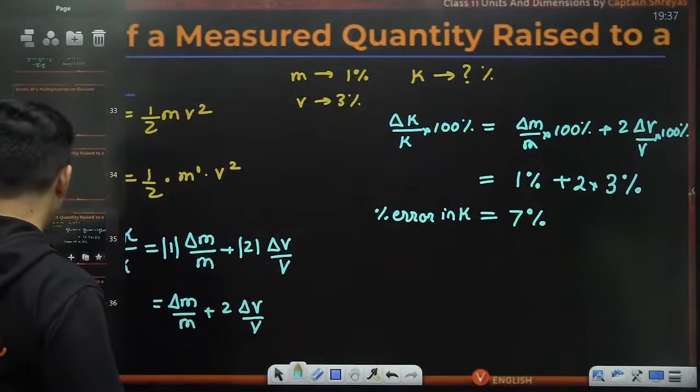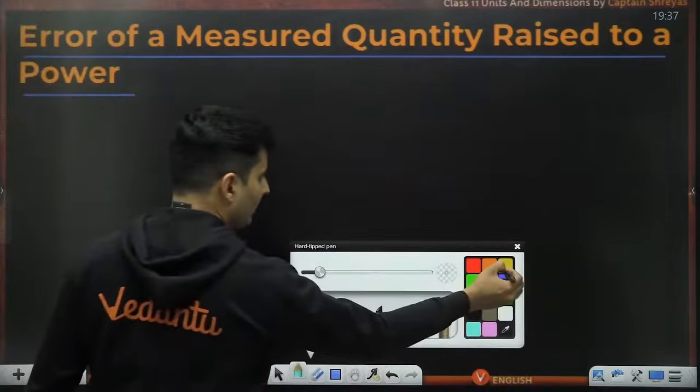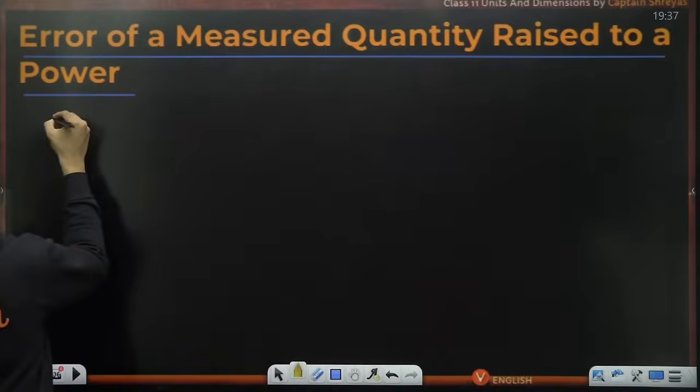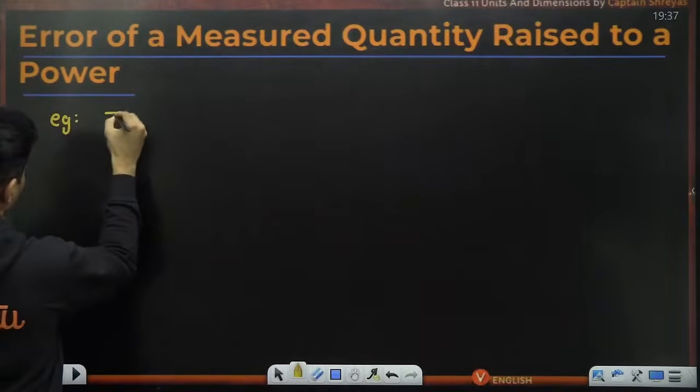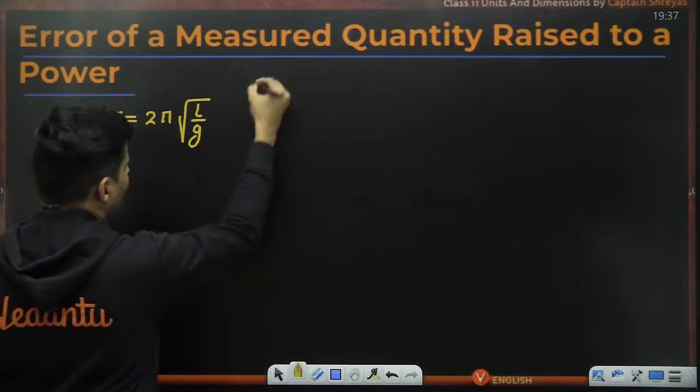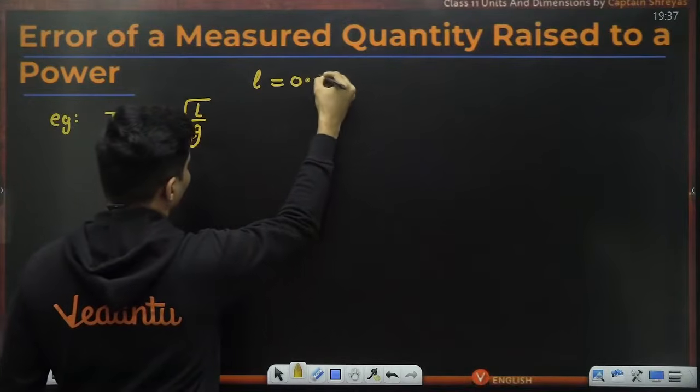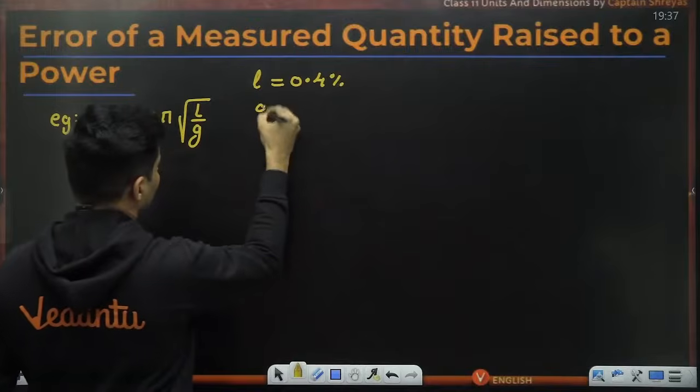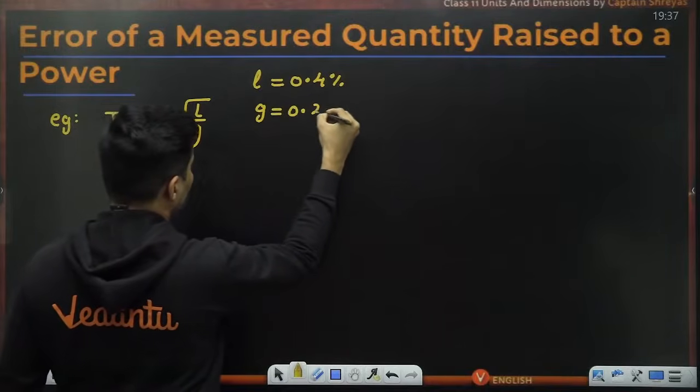Okay, let me give you one more example, guys, so that will make things even more clear. Say I tell you that the time period of a pendulum is 2 pi root L by G. Length has an error of 0.4% and G has an error of 0.2%.